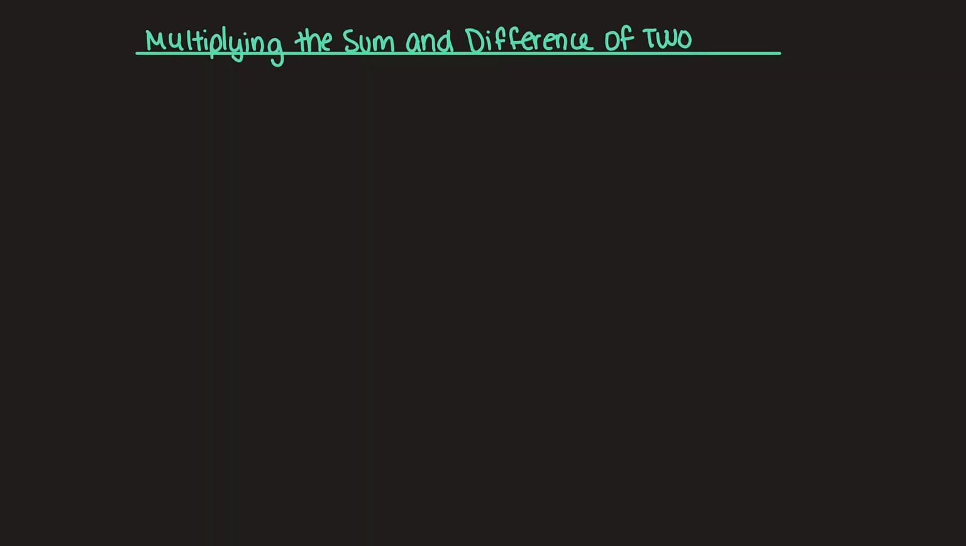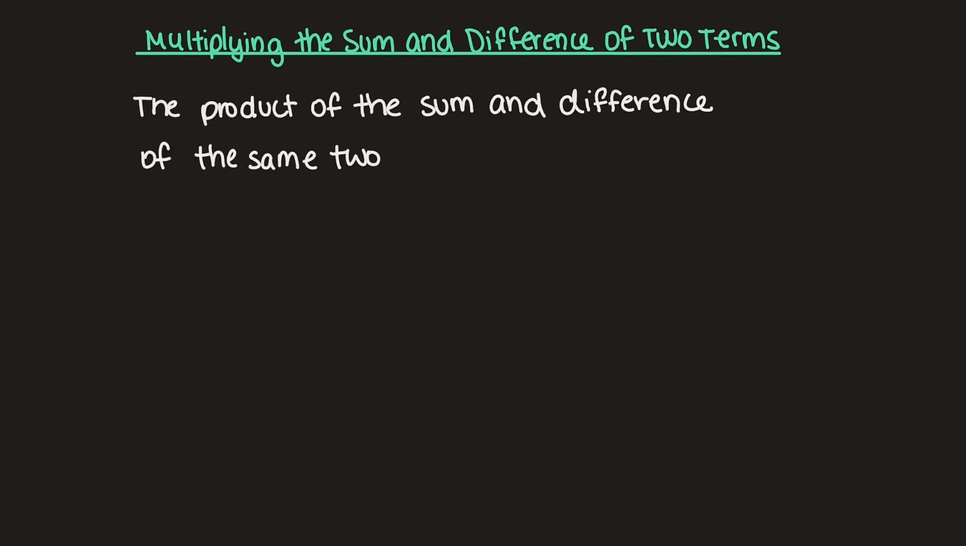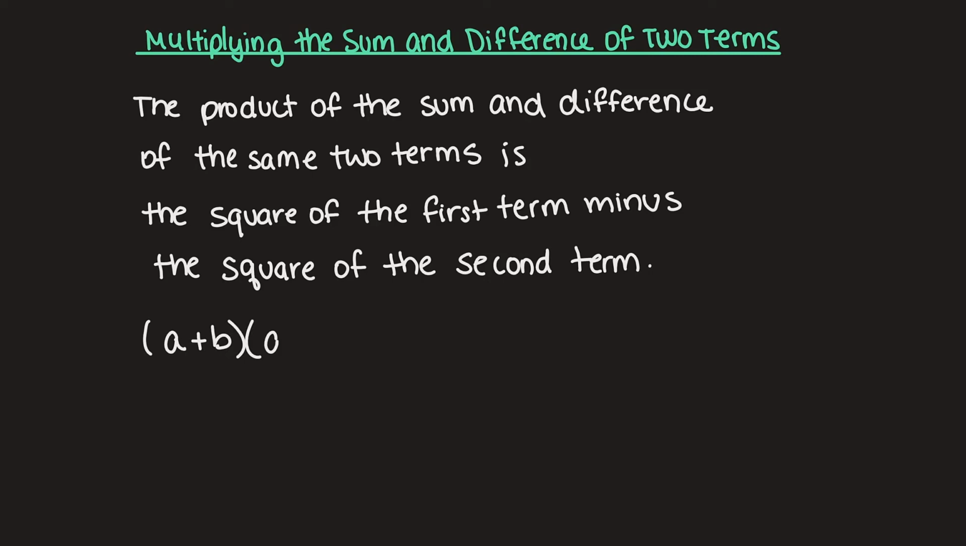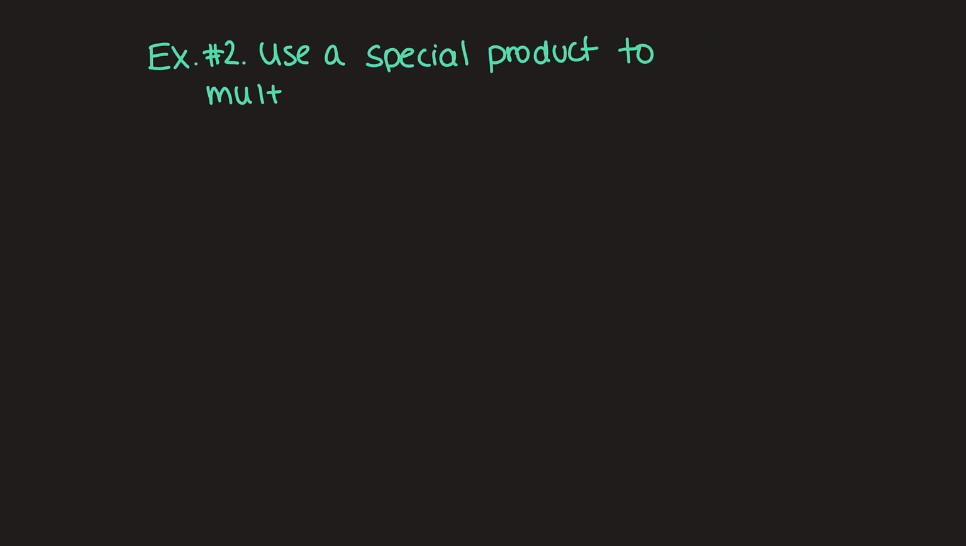So let's write the formula for this special product. The product of the sum and difference of the same two terms is the square of the first term minus the square of the second term. So if we have a product in the form a plus b times a minus b, this will be the square of the first term a minus the square of the second term b. Let's try a few examples applying this special product.